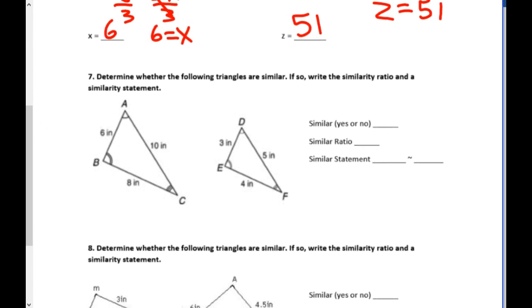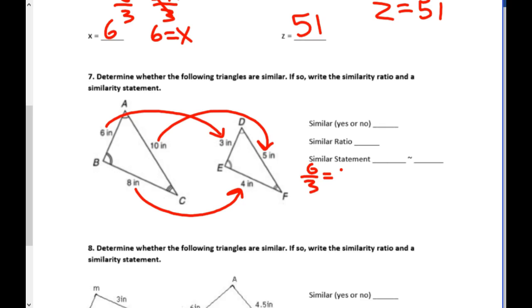Alright. Determine whether it is similar. So remember, to determine, I need to connect all corresponding sides. 6 goes with 3. 10 goes with 5. 8 goes with 4. Let's see if those fractions are equal. 6 over 3 equals 2. 10 over 5 equals 2. 8 over 4 equals 2. Since they're all the same, that's a big yes. And what's the ratio? 2.